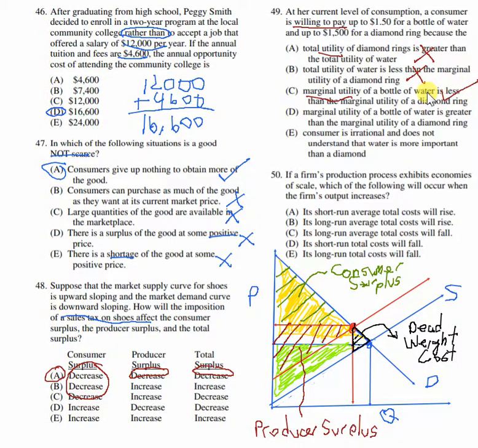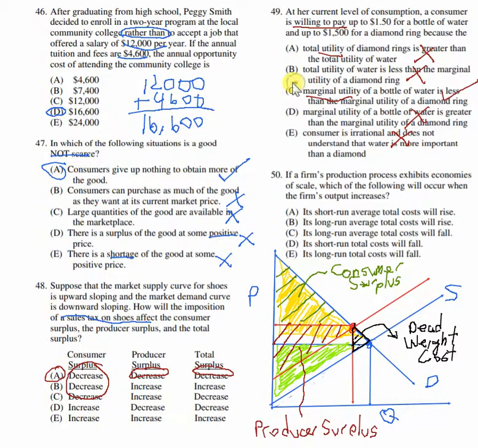Okay, so this is the opposite. The marginal utility of water, or the satisfaction you get from water, is greater than the satisfaction you get from a diamond ring. And we know that that is not true because they're willing to pay much more for the diamond ring. And finally, consumer is irrational and does not understand the water is more important than diamond. Again, they just throw that in there to try to get people who don't understand what the definition of utility is. So that's not the case, and we know the answer to number 48 is C.